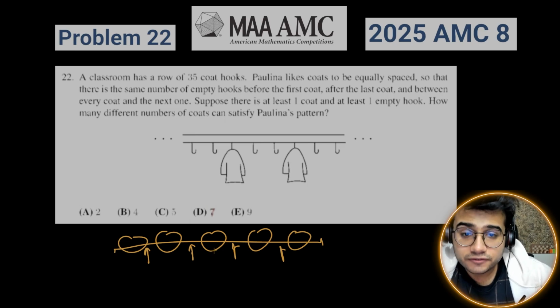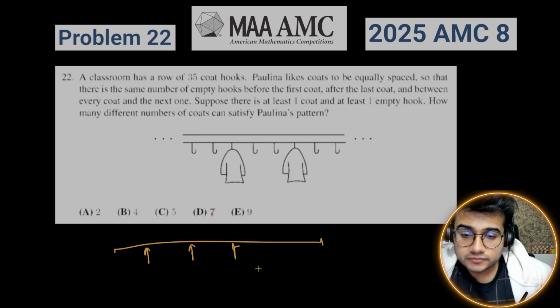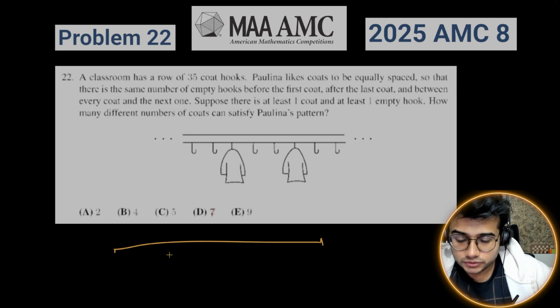Now they're asking how many different numbers of coats we can have that will satisfy this pattern. So let's take a look. We know that there is at least 1 coat and 1 empty hook. Let's just do it in terms of variables. So let's say there are X number of coats.